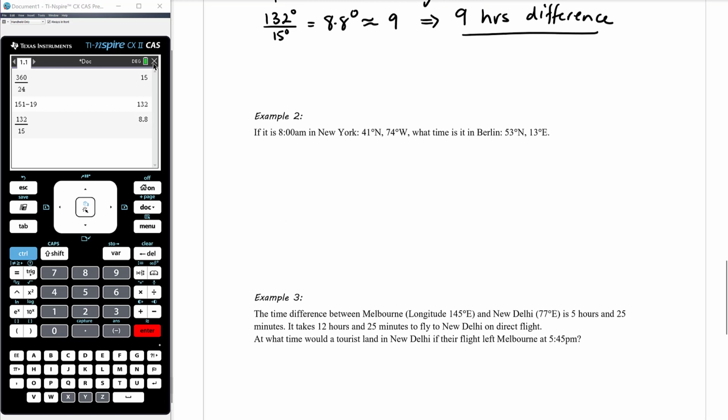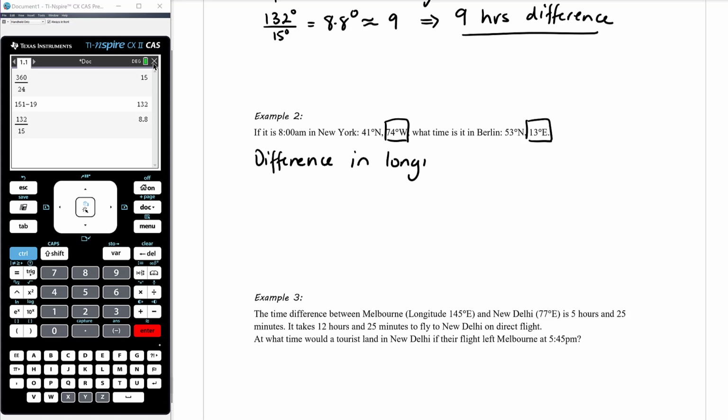Example 2, if it's 8 a.m. in New York, which is at this location, what is the time in Berlin, which is at this location? So again, the north-south, the latitude measure is irrelevant. Okay, it's purely to do with the longitude, so we're looking at comparing longitudes. Now the thing that we need to be careful of here is one is west of the prime meridian and the other is east of the prime meridian, so we're not subtracting those longitudes to work out the difference.